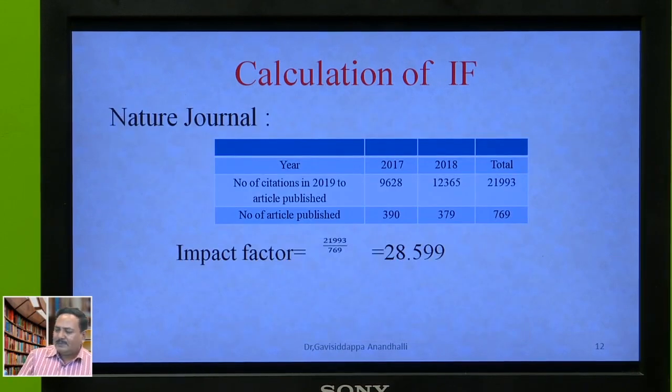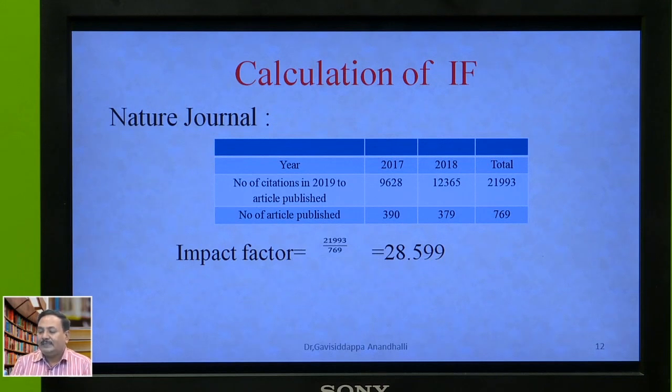Likewise, I have expressed here the calculation of impact factor for the journal Nature. For example, Nature in 2019 received an impact factor of 28.599. How was it calculated? For 2019, the journal Nature received 9,628 citations to articles from the year 2017 and 12,365 citations to articles from the year 2018. Altogether it works out to 21,993 citations.